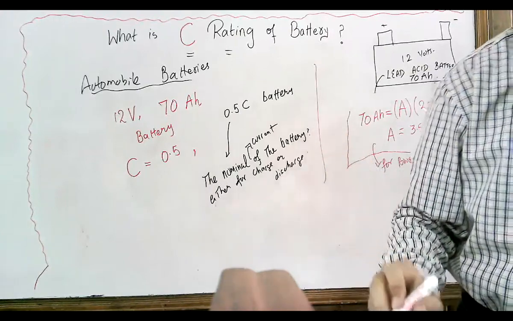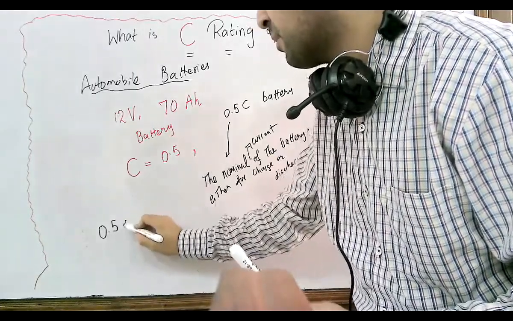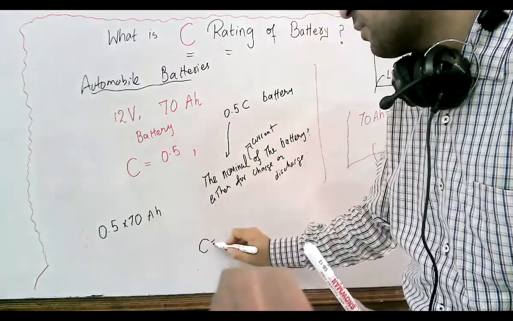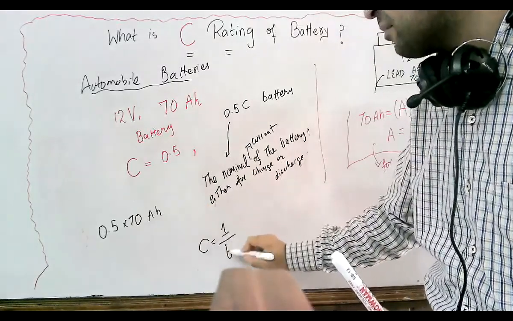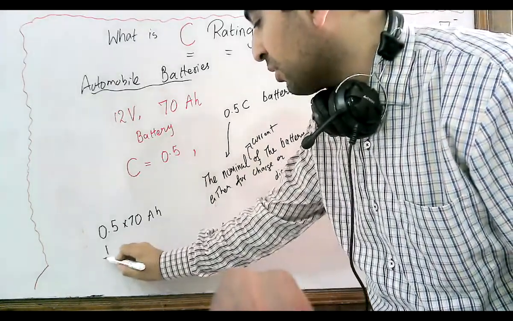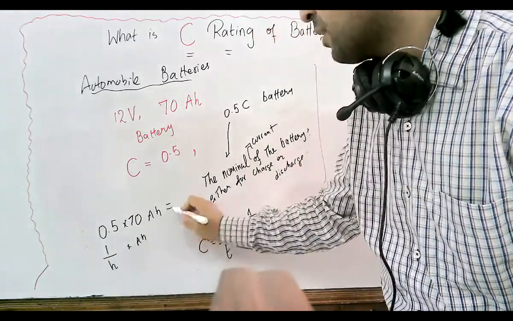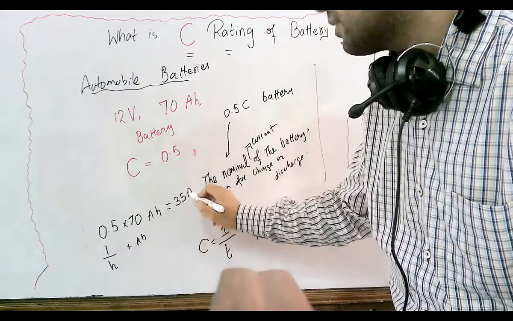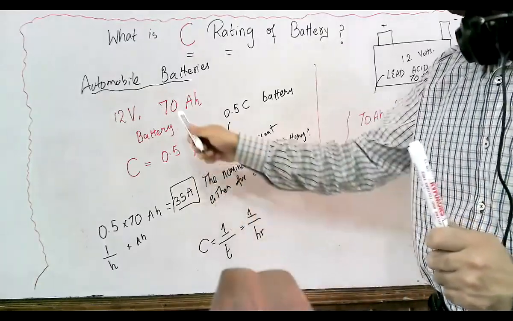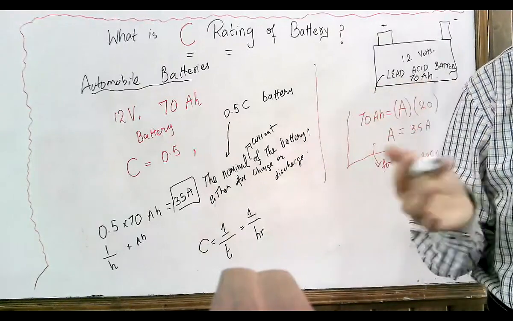Now 0.5 C means that what you have to do, you multiply by 0.5 multiply by 70 ampere hour. Now C has the unit of 1 by time, that is 1 by hour. Okay, so it has a unit of 1 by hour and it has a unit of ampere hour. So it comes out to be 35 amperes. It means that this battery can provide you 35 amperes current under normal conditions.